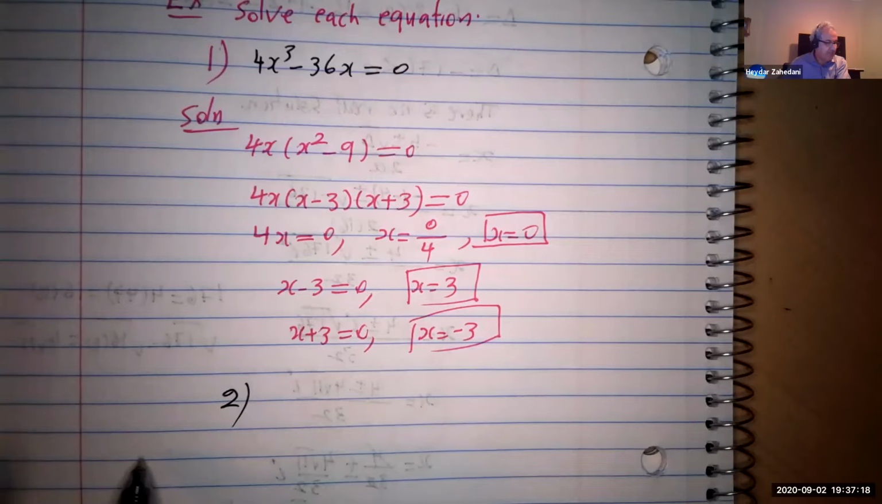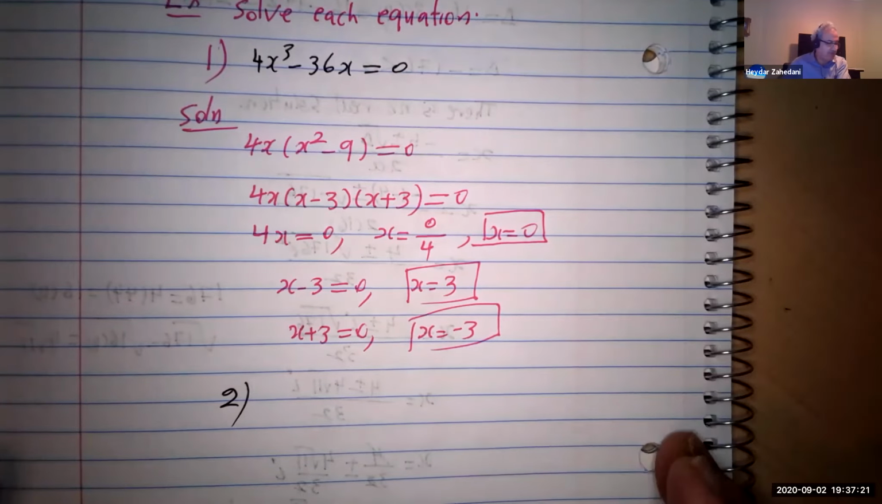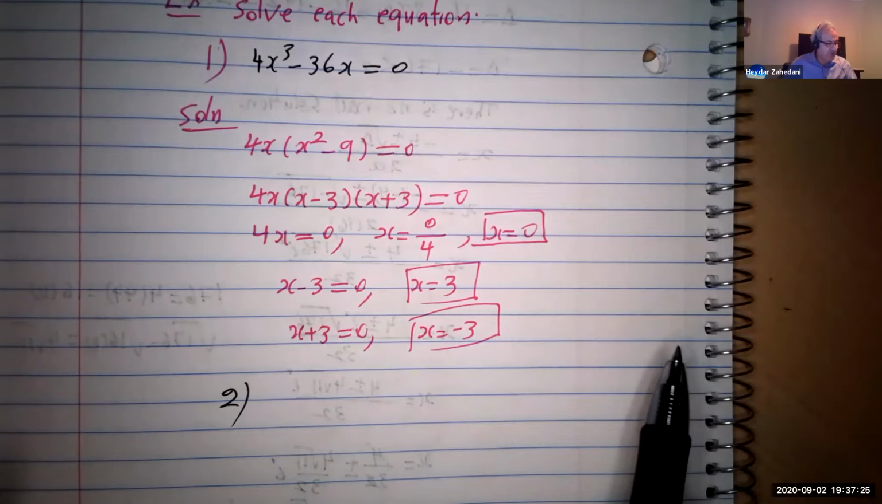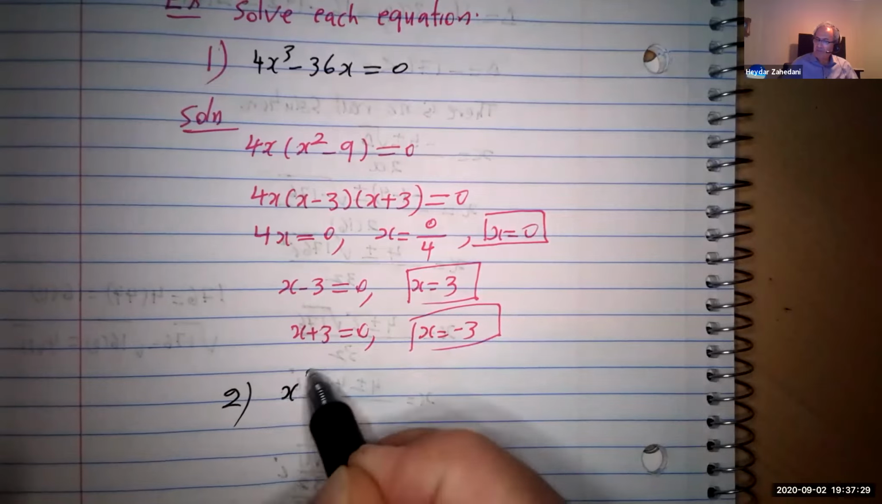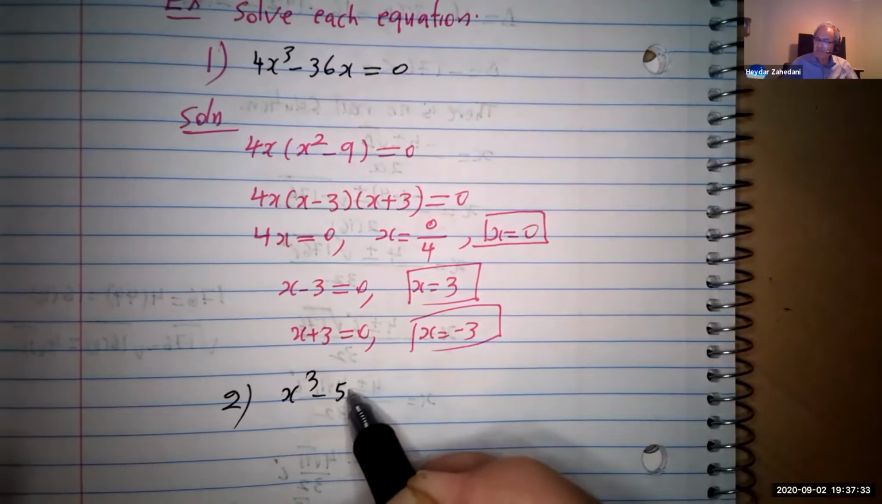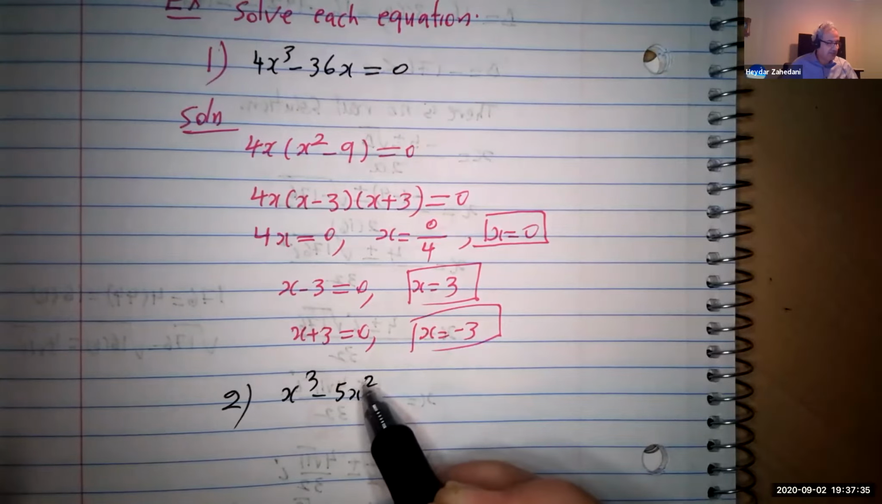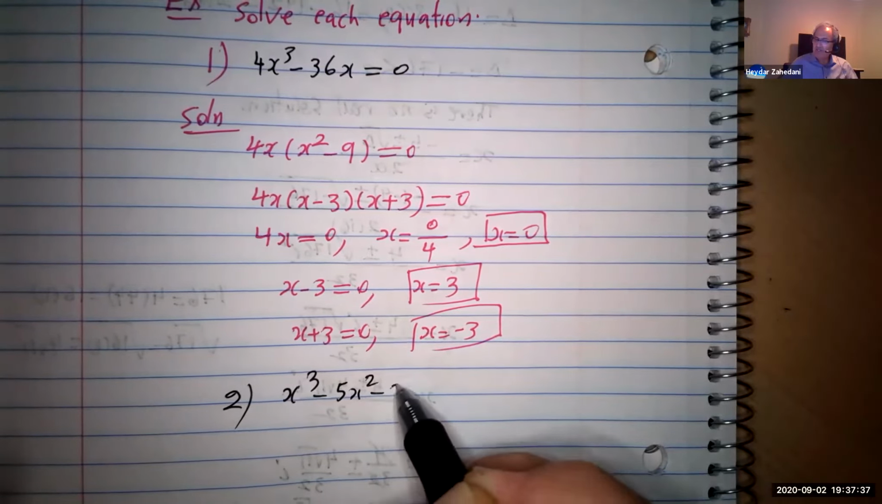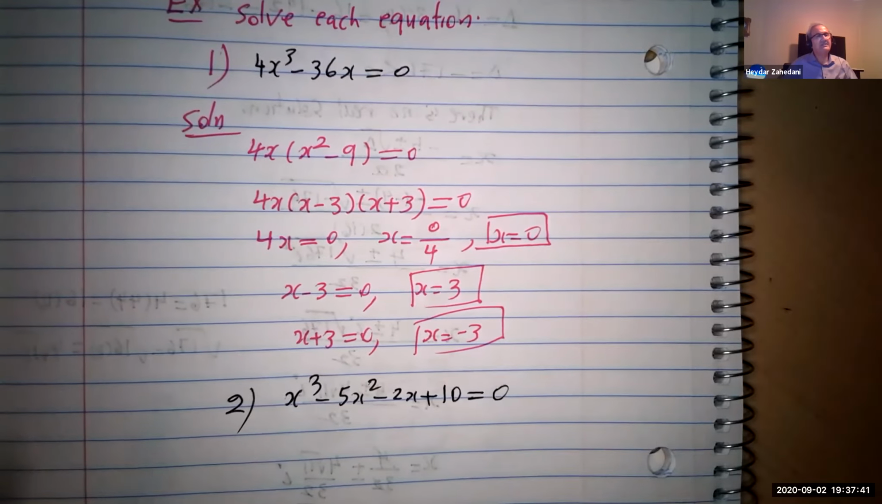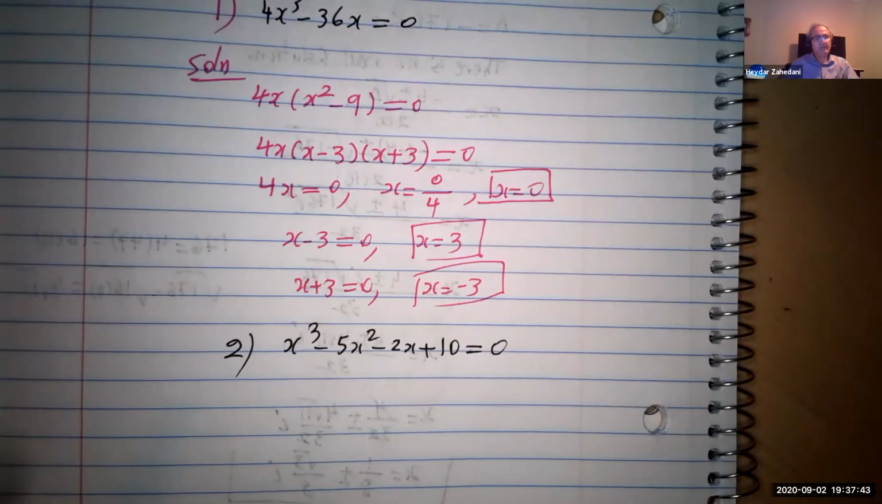For case 2, you may use another method of factoring. Okay, so for case 2, we are going to check this one: x cubed minus 5x squared minus 2x plus 10 equal to 0. This is another one. Again, we look for the common factor. There is no common factor.